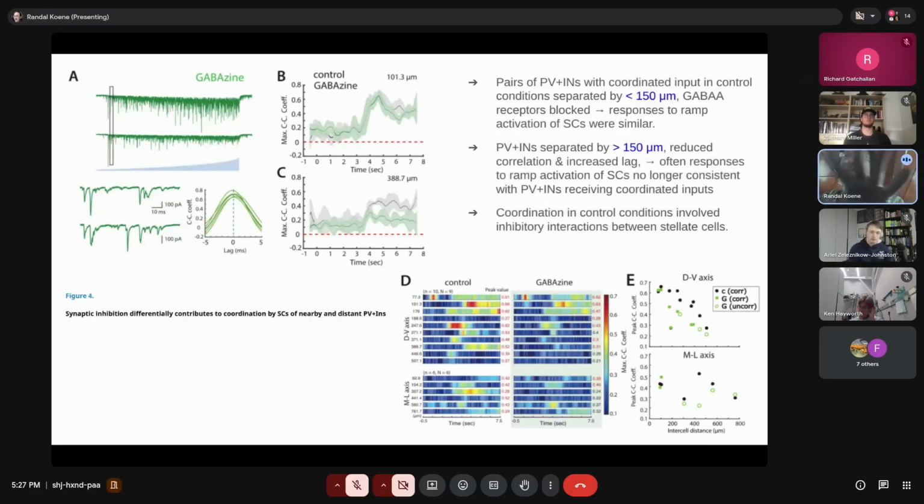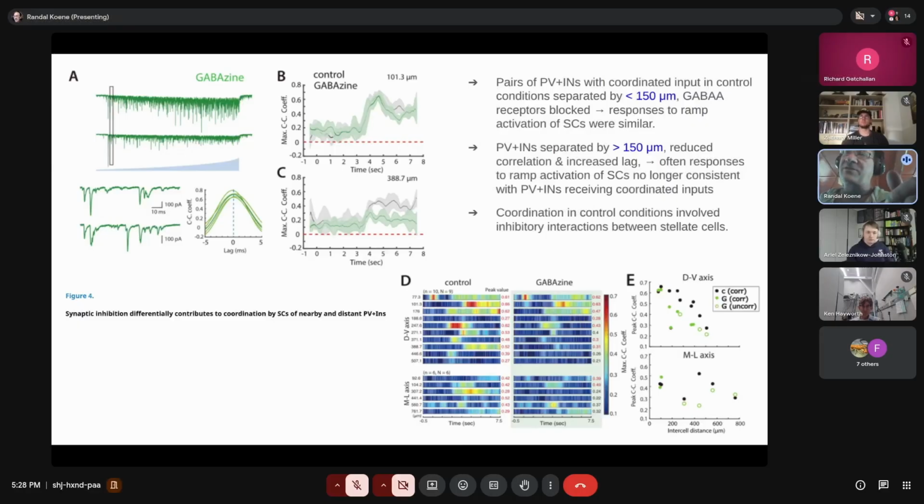And in many cases, the responses to ramp activation of stellate cells were no longer consistent with the PV interneurons receiving coordinated input. So that coordination just disappeared, suggesting that their coordination in control conditions involved inhibitory interactions between stellate cells. That suggests that coordination of PV interneurons involves multiple mechanisms with distinct anatomical organization, where there are direct electrical synapse interactions that are restricted to PV interneurons separated by less than 100 micrometers.